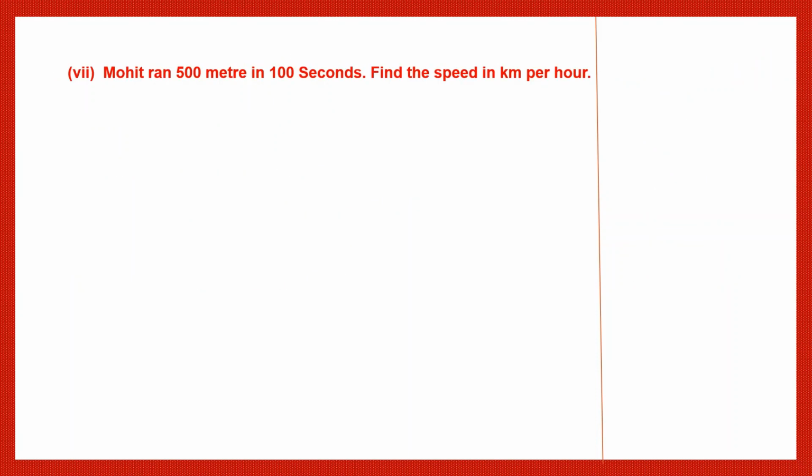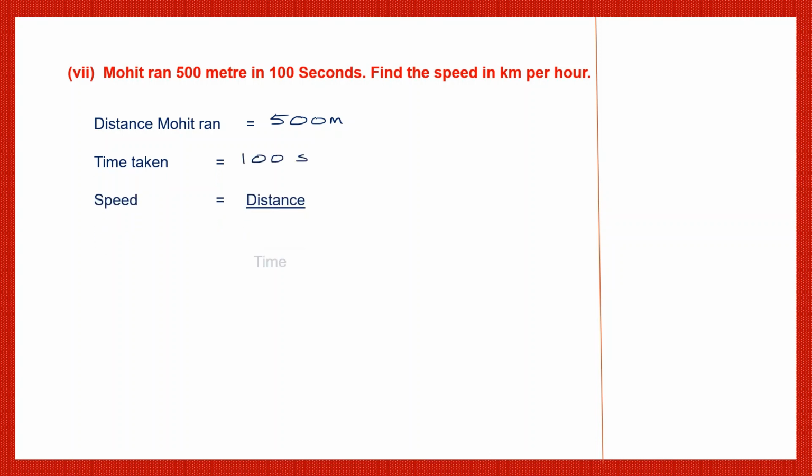Question 7. Mohit ran 500 meters in 100 seconds. Find his speed in kilometer per hour. So here it is meter per second. Now we need to find it in kilometer per hour. So let's write what's given to us. What's given to us is the distance that Mohit ran, that is 500 meters. Then the time he took was 100 seconds for it. So first we need to find the speed here. So speed will be distance by time, that is 500 by 100. Isn't it? 500 meters by 100 seconds.